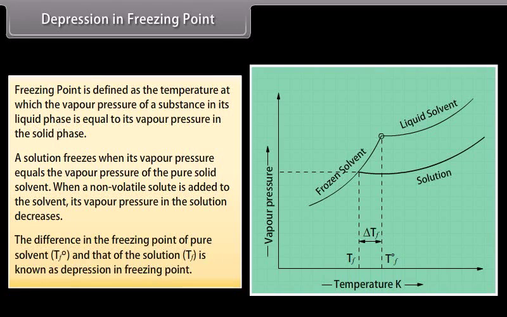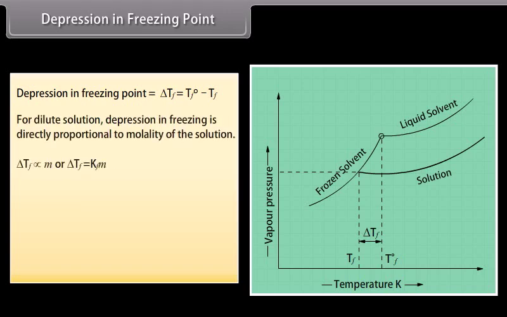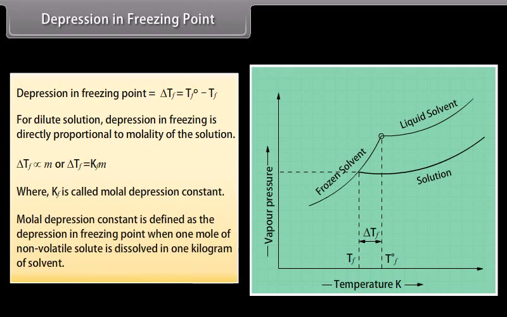The difference in the freezing point of pure solvent and that of the solution is known as depression in freezing point. Depression in freezing point is denoted by delta Tf, which is equal to Tf naught minus Tf. For dilute solution, depression in freezing point is directly proportional to molarity of the solution. Kf is called molar depression constant. Molar depression constant is defined as the depression in freezing point when 1 mole of non-volatile solute is dissolved in 1 kilogram of solvent.